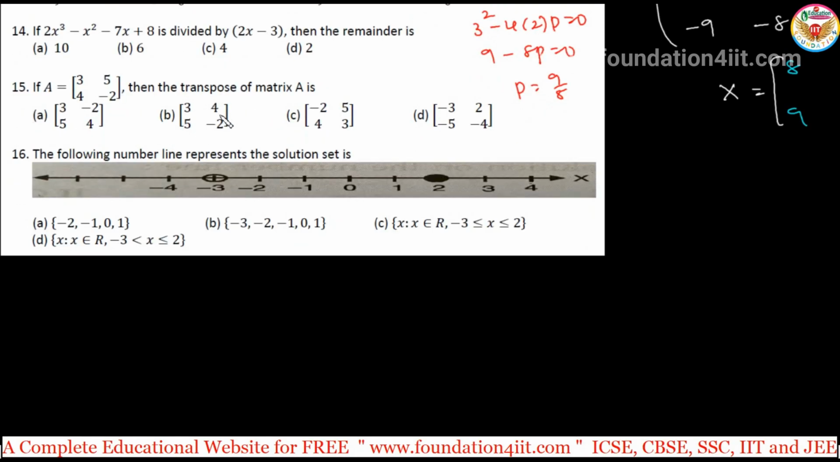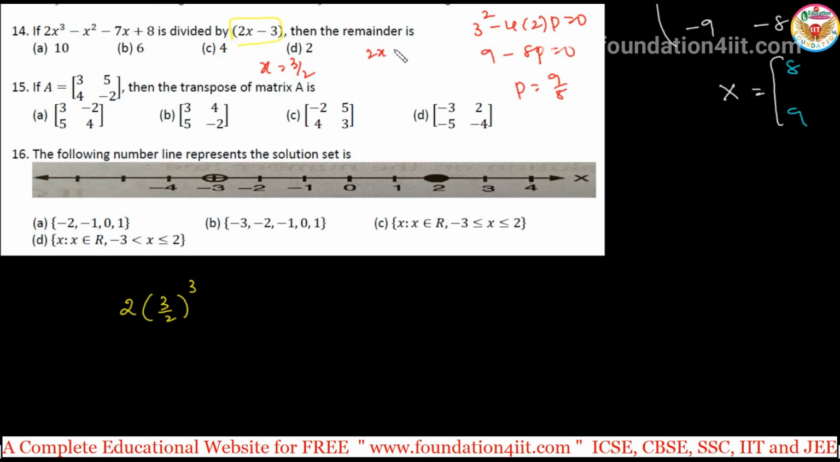And this 14th: 2x cube minus x square minus 7x plus 8 is divided by 2x minus 3, then the remainder. So if it is 2x minus 3, then x is equal to 3 by 2, substitute in this. So you'll get the remainder. Whatever it is, let it be 0. Make it 0 in case you don't know what to substitute. Let 2x minus 3 is equal to 0. Then from this x is equal to 3 by 2. That we can substitute to get the remainder.